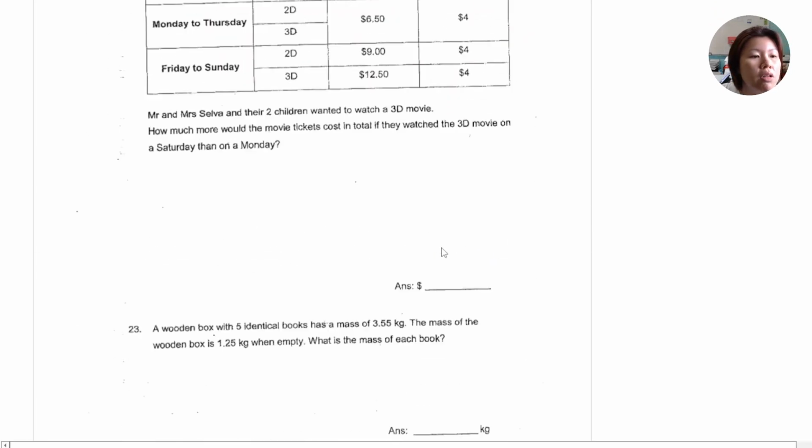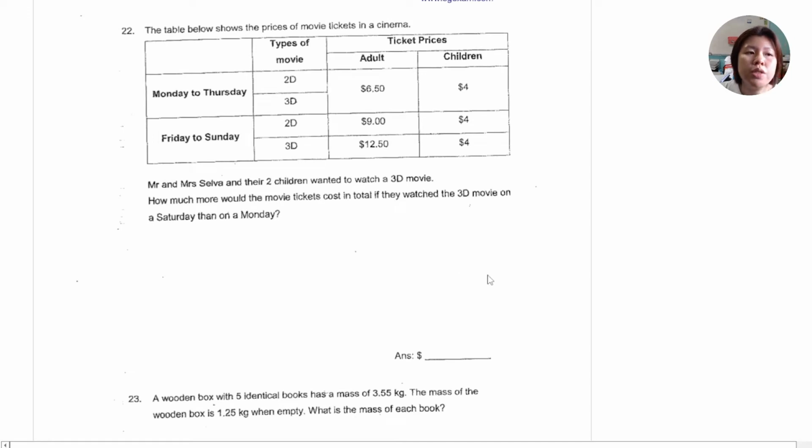Okay, let's move on. Question 22, table showing movie ticket prices and types of movie. From Monday to Thursday, adult is $6.50, children is $4. But then from Friday to Sunday, for 2D and 3D there's a price difference. Adult 2D is $9, children is $4, and 3D is $12.50 for adult and $4, same for children. Mr. and Mrs. Salva and 2 children wanted to watch the 3D.